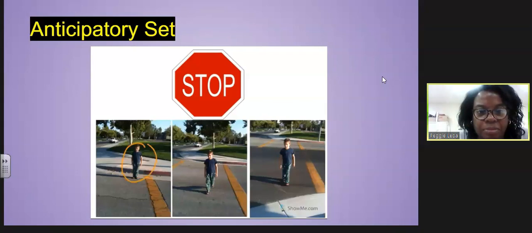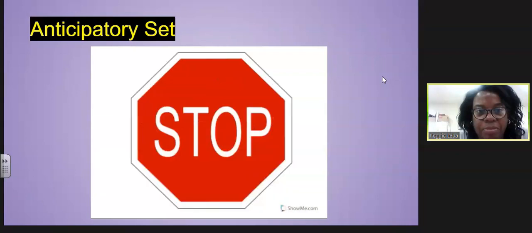Walk across the street. Now you've crossed the street safely. If you're walking down the street and you see this sign, you have to stop. You have to look both ways and make sure there are no cars before you can cross the street.